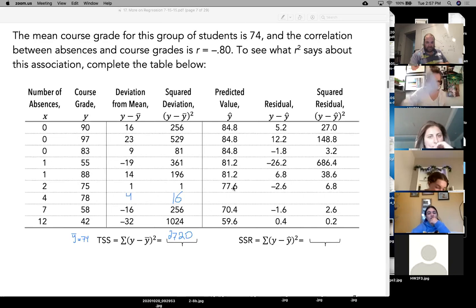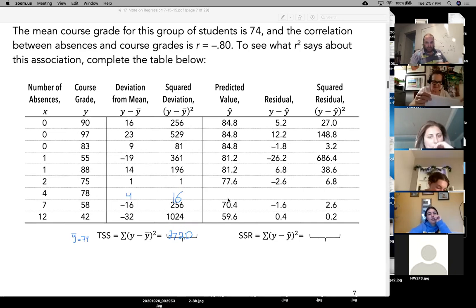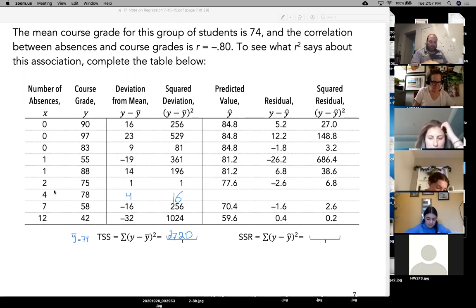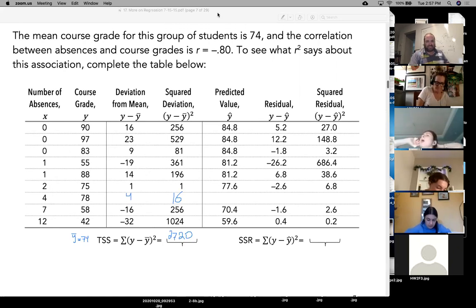Now, next, what's the predicted value for absences equal to 4? 70.4, which they wrote in the next line. So this number here is wrong, and this one should be 70.4. I want my money back for this textbook. Okay, now how about for 7 absences? 59.6, which is their number that they wrote for 12, so that one's also wrong.